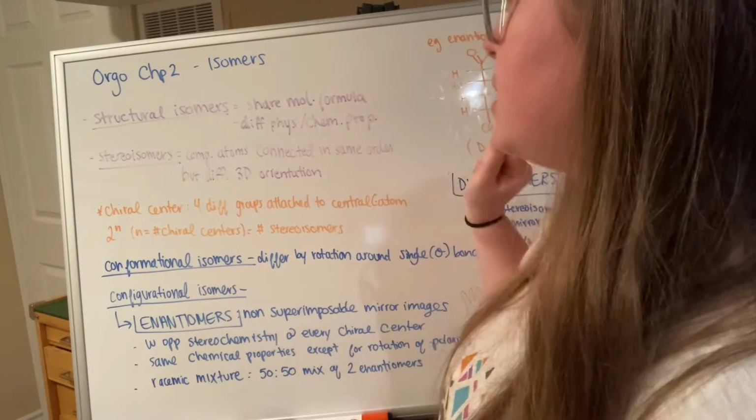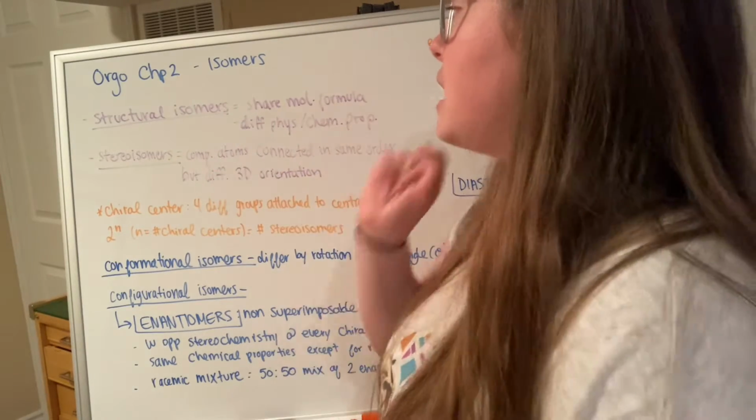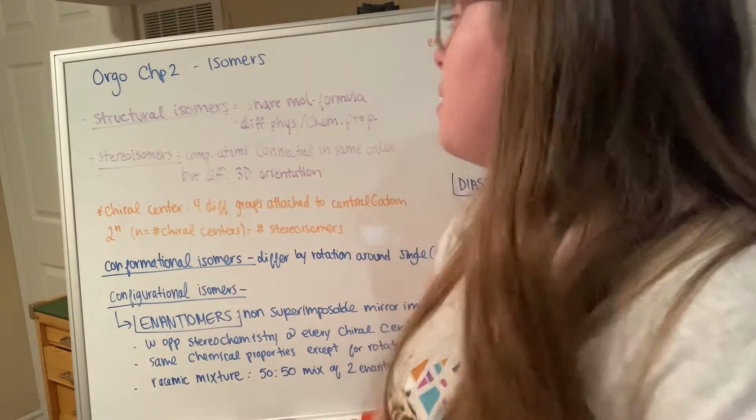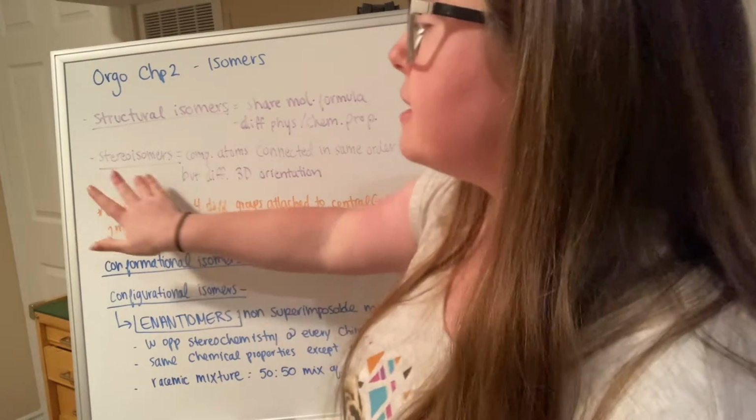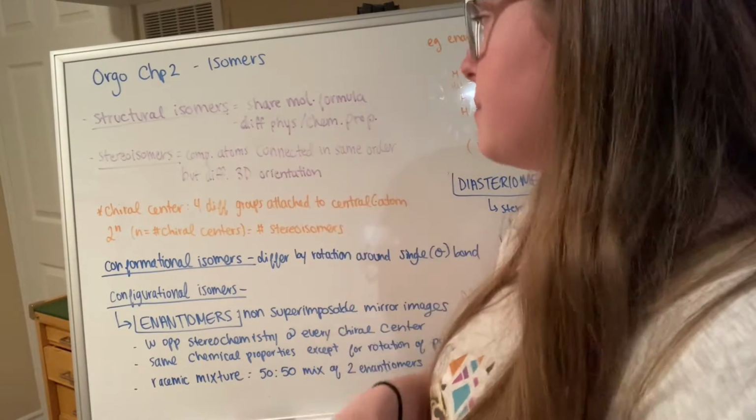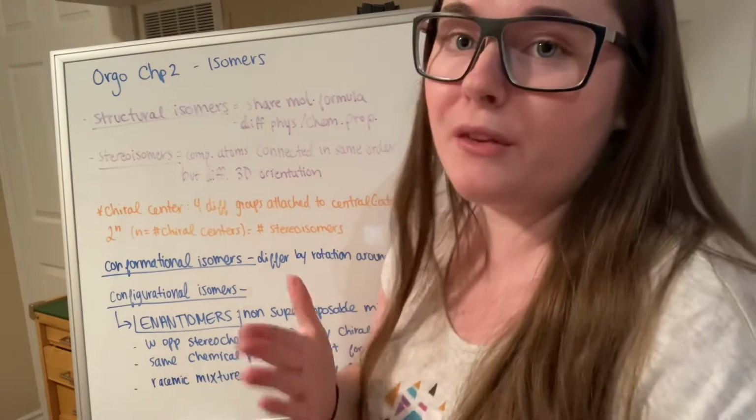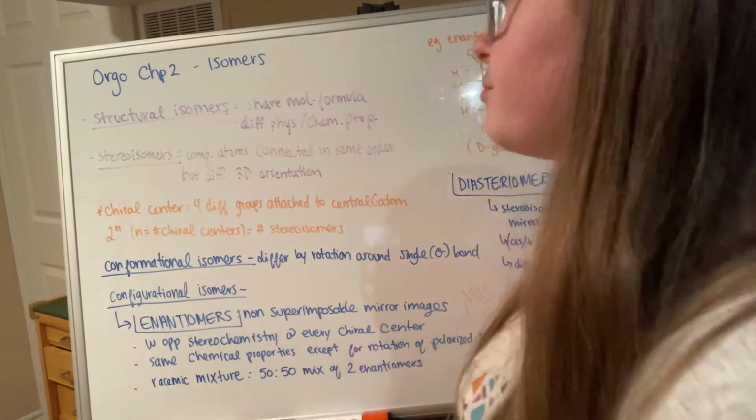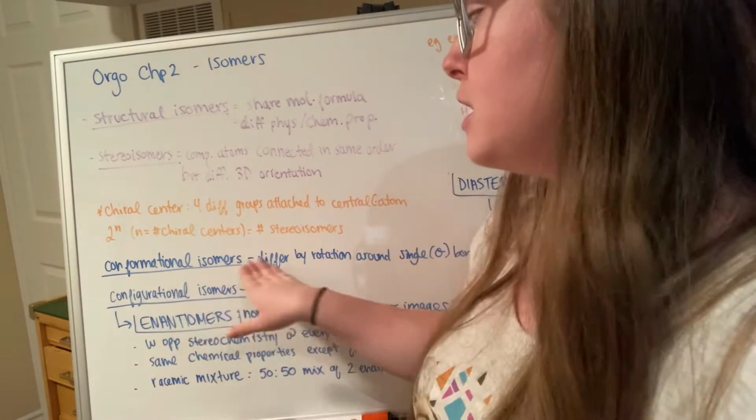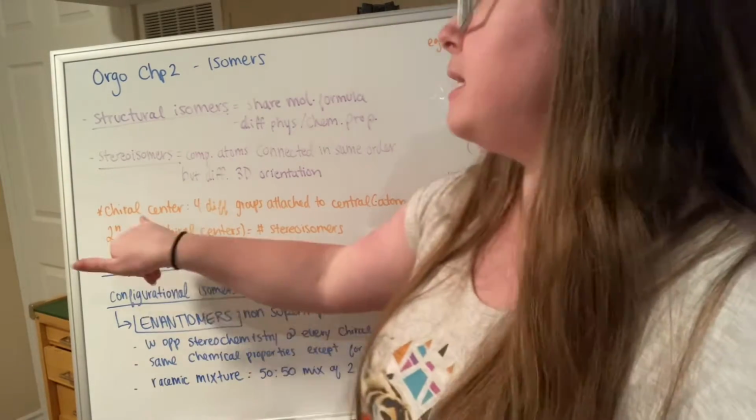So let's get started. We have structural isomers, which are isomers that share a molecular formula, but they have different physical and chemical properties. Then you have stereoisomers, which are composed of the same atoms and they are connected in the same order, but they have a different 3D orientation. When that happens, we get into conformational isomers and configurational isomers. But before we get there, we need to look at chiral centers.